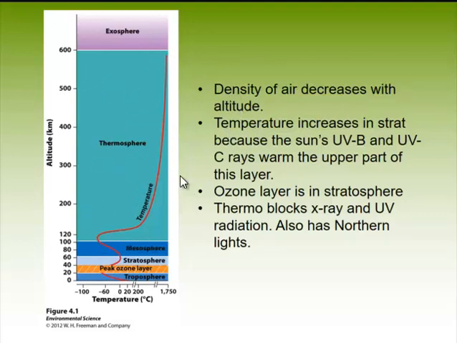Temperature increases in the stratosphere. Look, the temperature is increasing. You know that because the sun's UVB and UVC rays are warming the upper part of this layer. Ozone is in the stratosphere. Now, I really emphasized in class, the ozone in the stratosphere is good ozone, good ozone, good ozone. And what is ozone? O3.